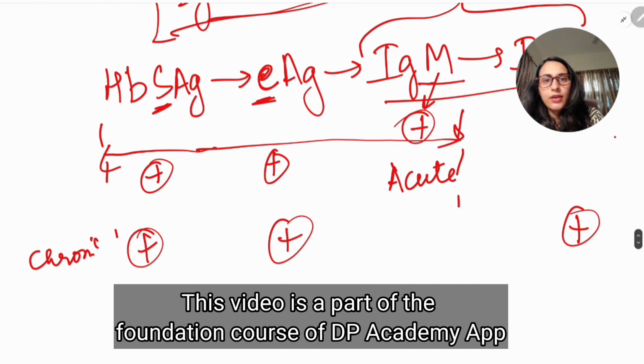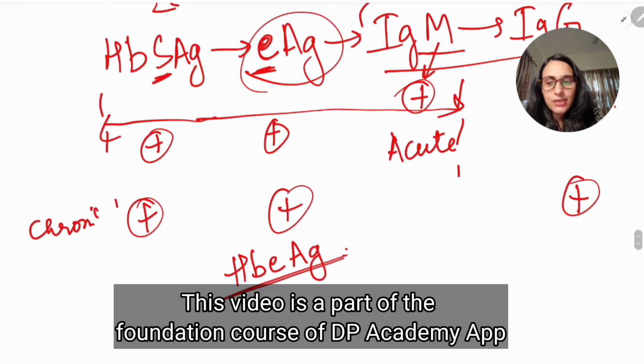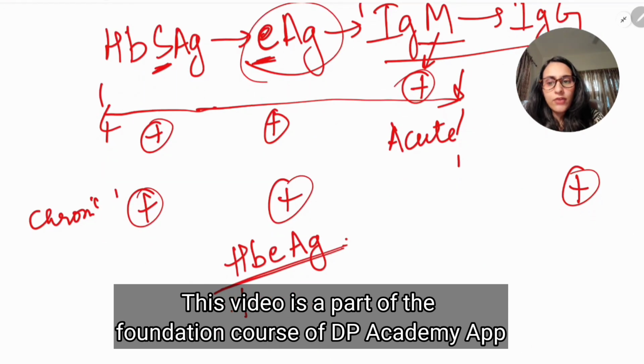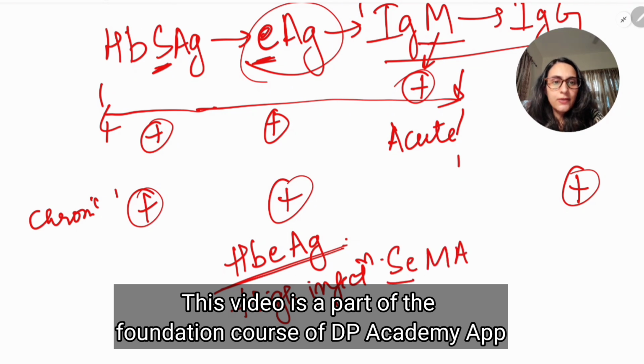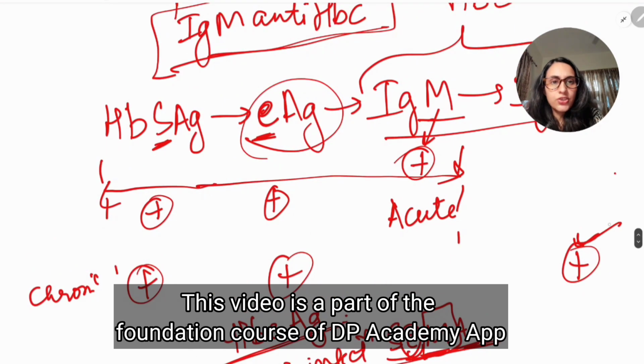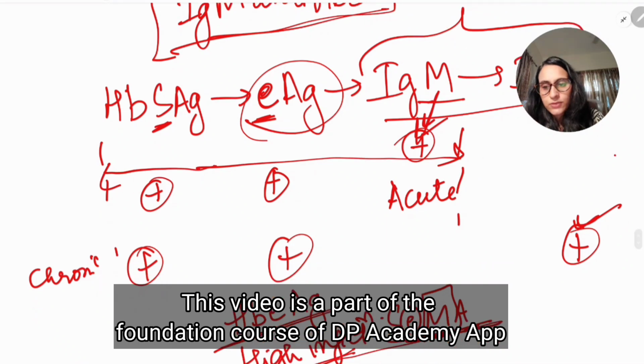Then if the pre-core antigen is positive, that means if you find HBe antigen, the person is going to have high infectivity. So you will tell high infectivity if the patient has surface antigen, pre-core antigen, and immunoglobulin M antibody. If this is so, the person has high infectivity acute hepatitis. For chronic, you will find IgG. For acute, you will find IgM positive.